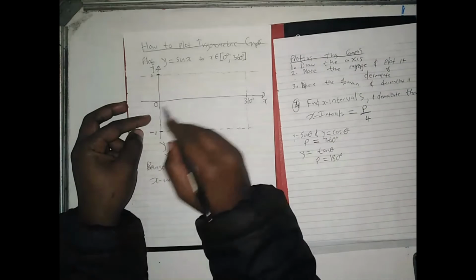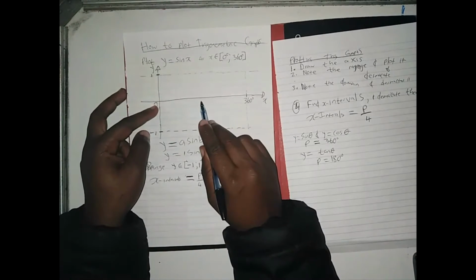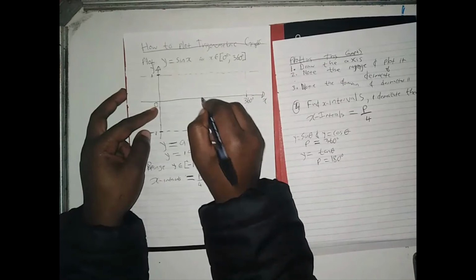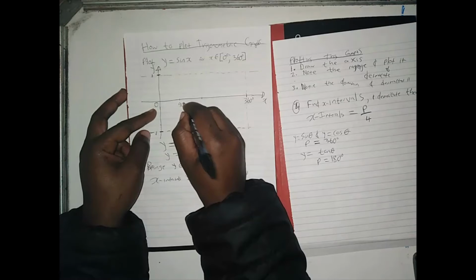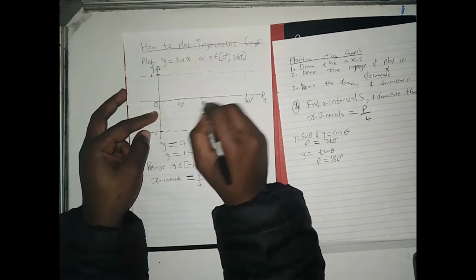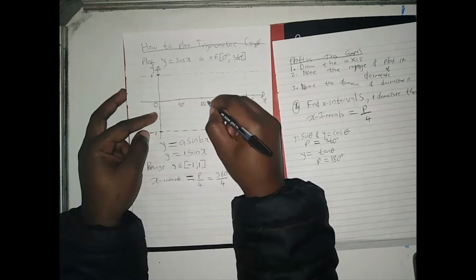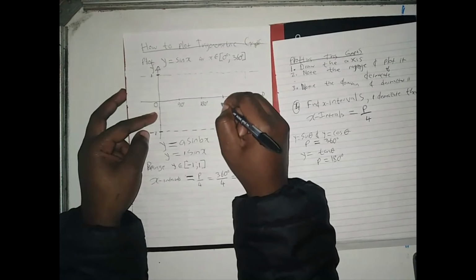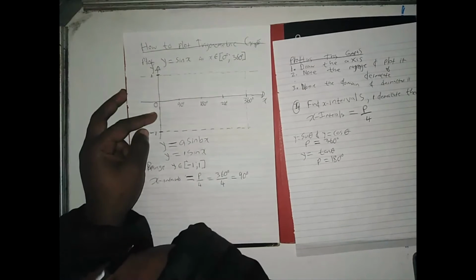Okay, so let's try to put this thing nicely. You must write nicely, not like me. So let's say this is 90 degrees. This is the first interval. Second interval is going to be 180 degrees, because 90 plus 90. And then 180 degrees plus 90 is going to be 270 degrees. And then 270 degrees plus 90 is going to be 360 degrees. So we have done step number 4.